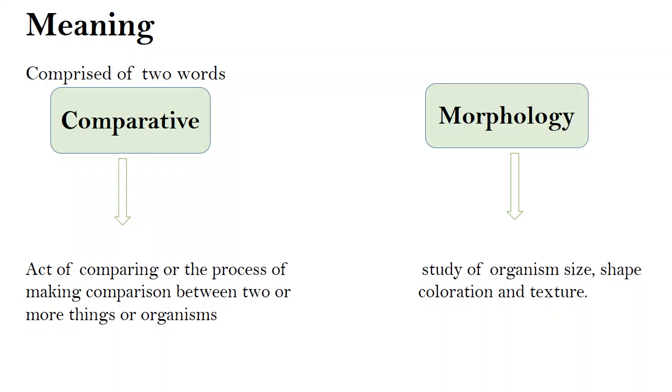And morphology. Morphology is the outer appearance of an organism. So in the field of comparative morphology, we will only compare the outer appearances of organisms. We will not consider the anatomy or physiology. We are totally focused on comparative morphology, not on anatomy and physiology. Clear?